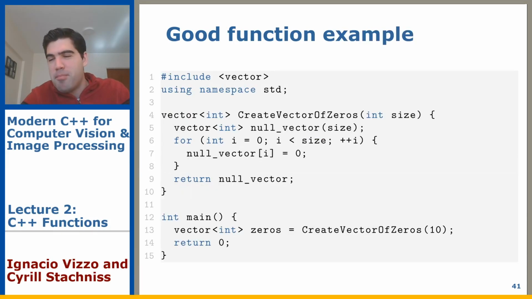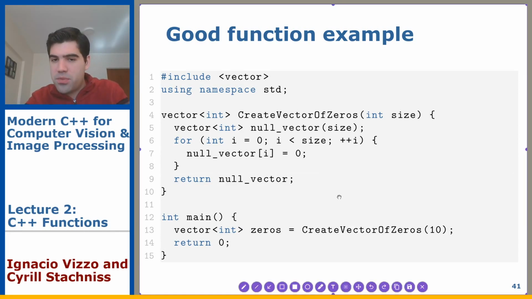So this is a good function example. We haven't seen vector yet, but we will when we work with containers in the next class. Basically this function will create a vector of zeros, right? The name itself says a lot. The parameter is size, and then it will return a vector of integers.